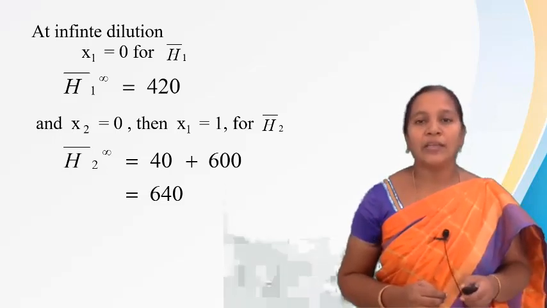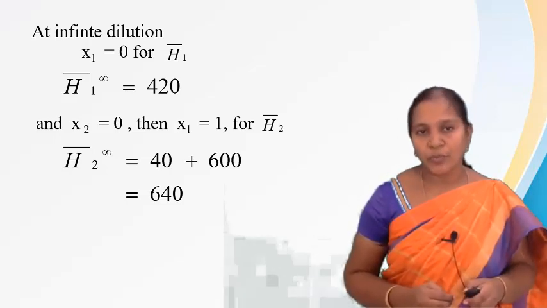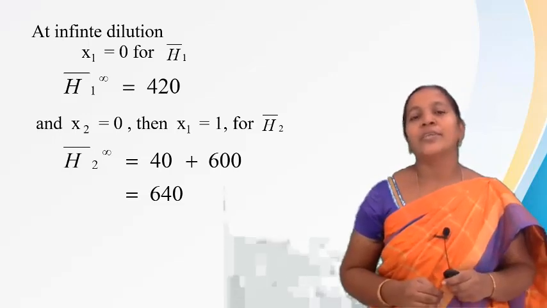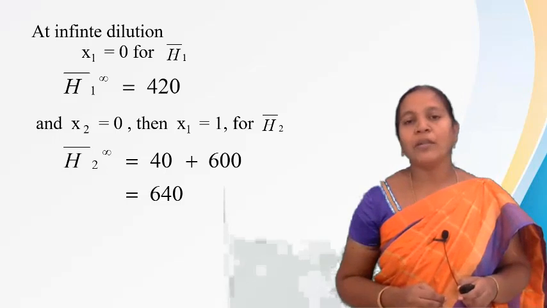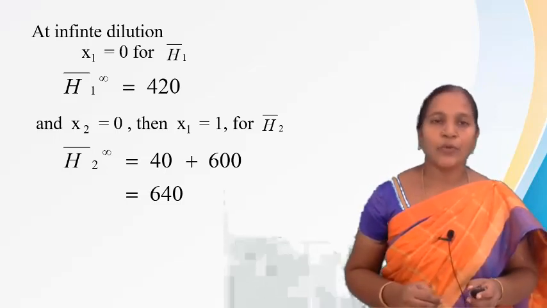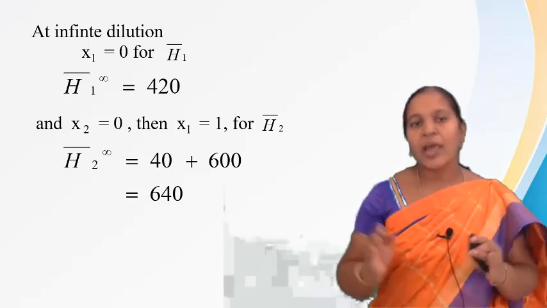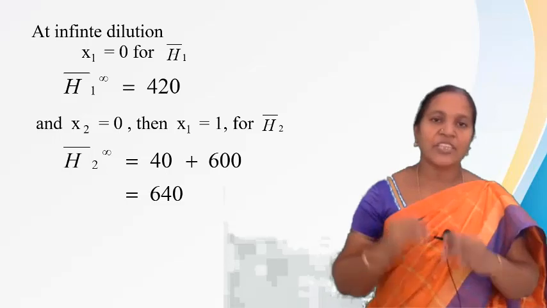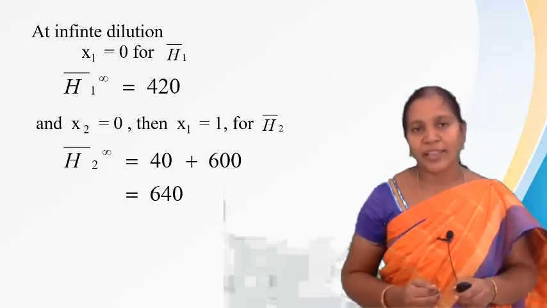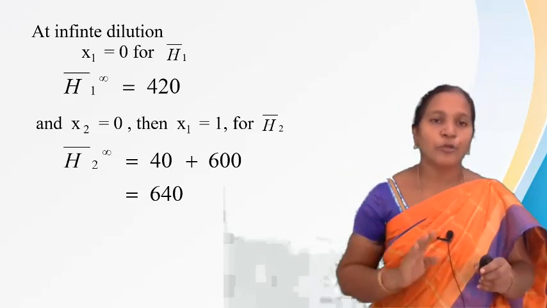Similarly, we have to calculate H2 bar infinity by substituting x1 is equals to 1. Therefore, H2 bar infinity is equals to 640 joule per mole. In this problem, initially we have to calculate partial molar enthalpy of species 1 and partial molar enthalpy of species 2. After calculating partial molar enthalpies, then calculate the numerical values per pure species.